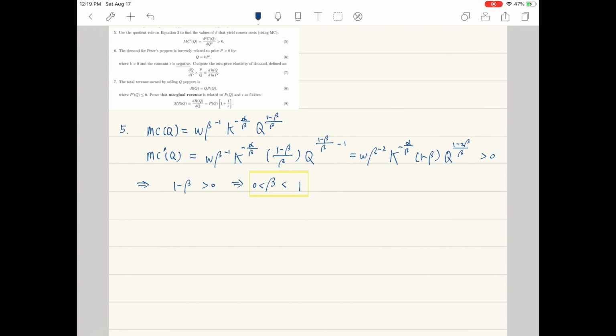Number 6. There are multiple ways to solve this question. A simple way is to take the log on both sides and then use the elasticity's definition to get the result.